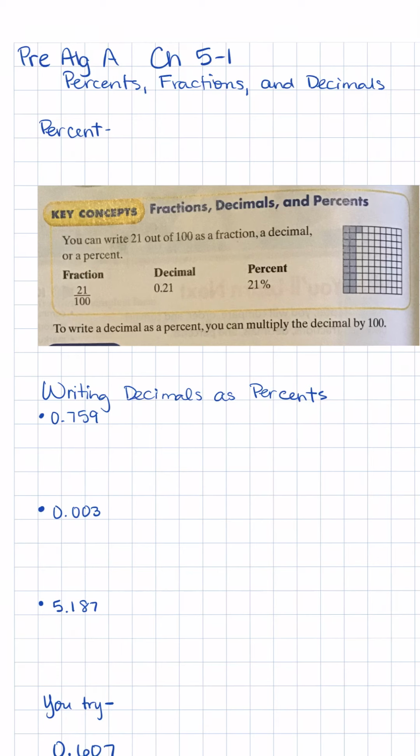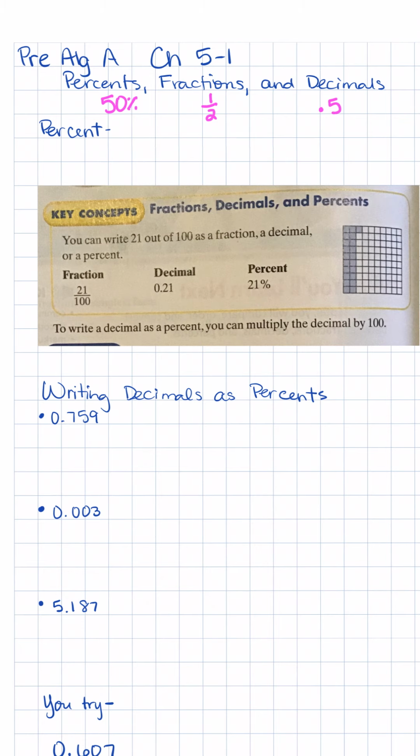Hi class! Today we're looking at Chapter 5, Lesson 1, Percents, Fractions, and Decimals. So if we're thinking about the number 1/2 or half of something, we can write it as a percent. That would be 50%. A fraction, which would mean 1 out of 2, or a decimal, which would be 0.5.